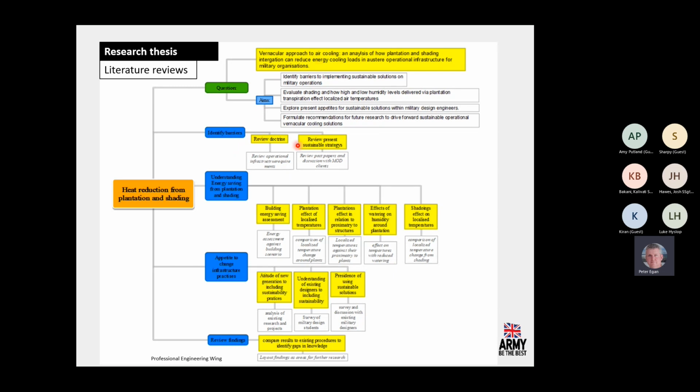I'm going to identify the barriers. How am I going to do that? I'm going to review doctrine, and I'm going to look at present strategies. How I'm going to understand energy savings, so that's part of my evaluate one. So I'm going to look at these different areas. My appetite to change, that's more about my third one, exploring present appetites. So what am I going to look at in there is these areas, and then review my findings, and that's going to identify the gaps. So that's how I was achieving each one of my aims.